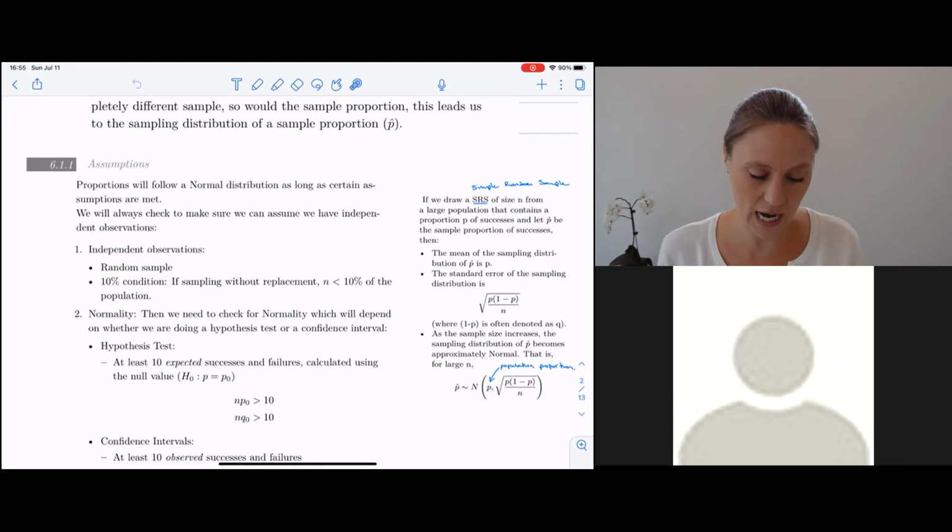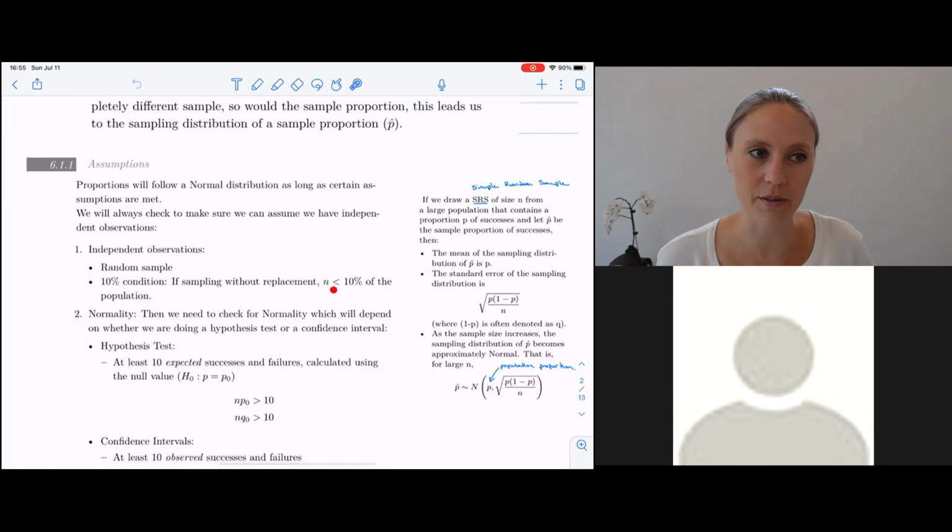So what we need to check or argue, right? If it's not obvious from the question, it is something that you're assuming, so you have to argue it. Then you have to check that the sample size that you have doesn't make up more than 10% of the entire population. So you want big samples, but not too big.